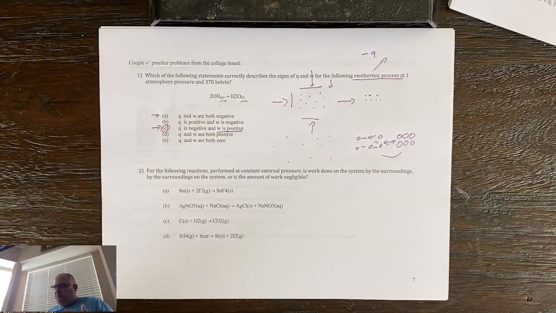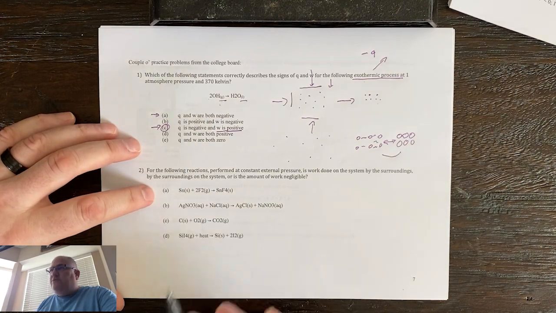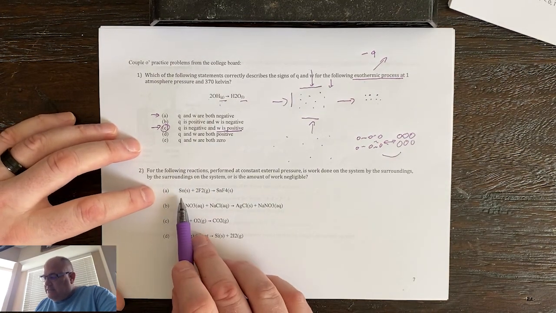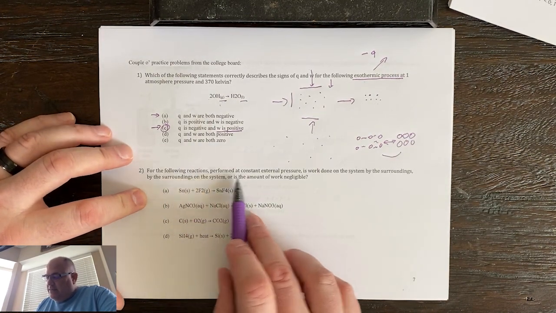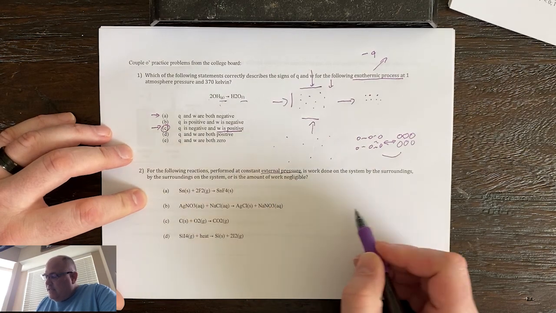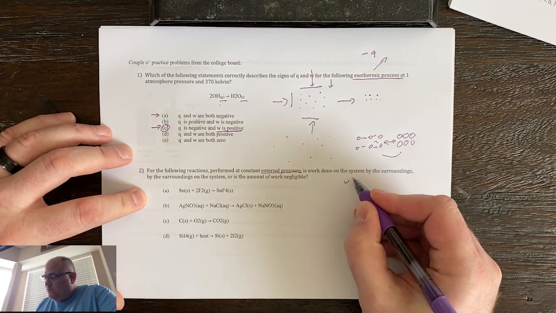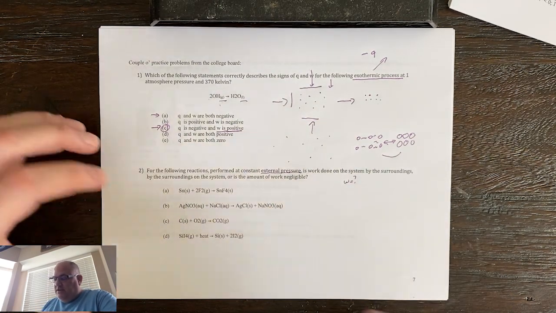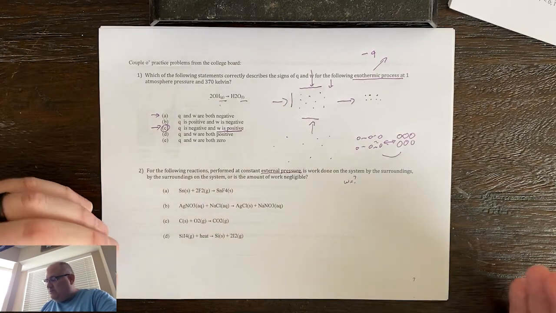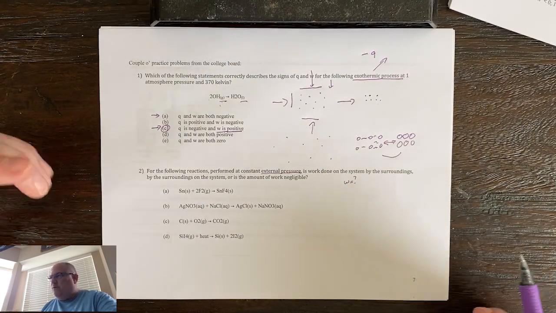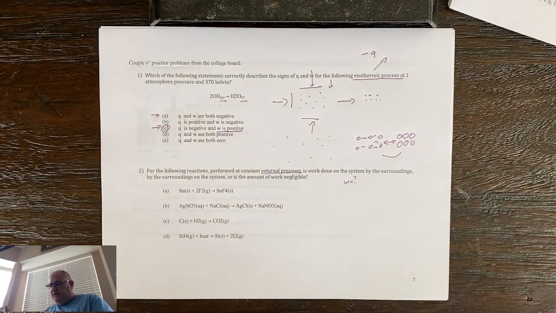So now we're gonna do it kind of in hurry up mode, and we're gonna do a few more examples of this. So if you take a look at this scenario right here, they say it's performed at constant external pressure, and they wanna know simply about work. Is work being done on the system or being done by the surroundings? Which I think I said is the same thing. So is the system doing work or is the outside doing work on it?